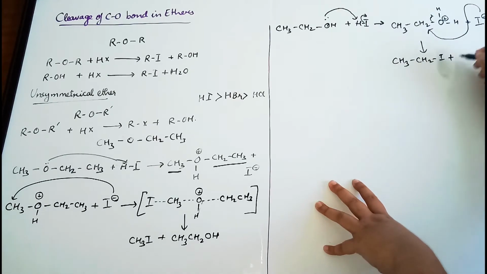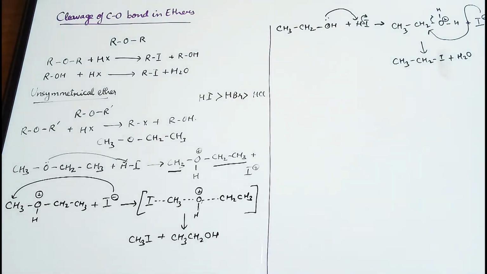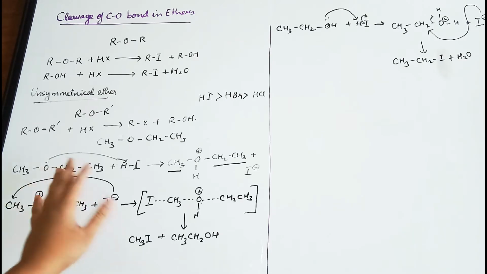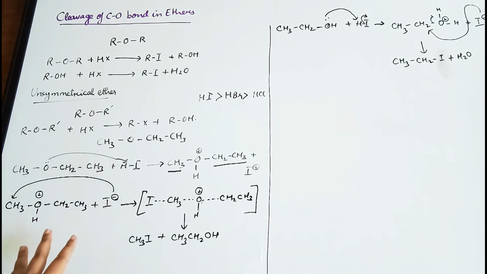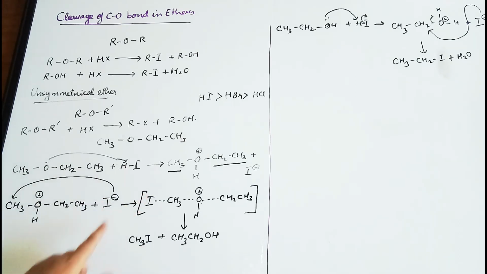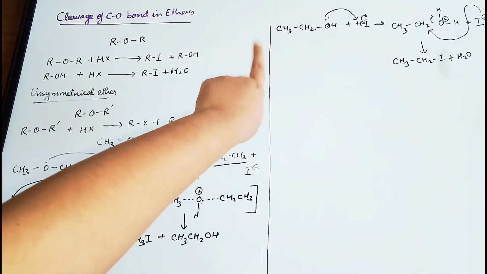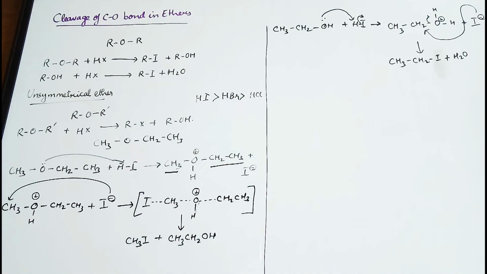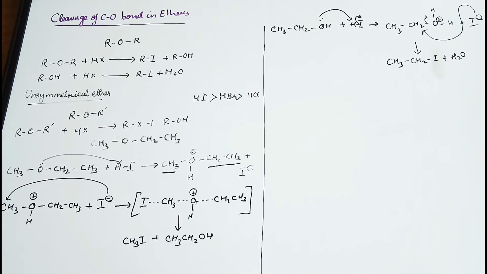Alkyl halide plus water. So first step, what is happening? First of all, we're considering an unsymmetrical ether. What is happening is, first you have the protonation of the ether taking place. Then the iodide is going to act as a nucleophile and attack the least substituted alkyl group of the ether, and that in turn leads to the formation of an alkyl halide and an alcohol. And then the alcohol is converted to an alkyl halide by the nucleophilic attack of the iodide ion.